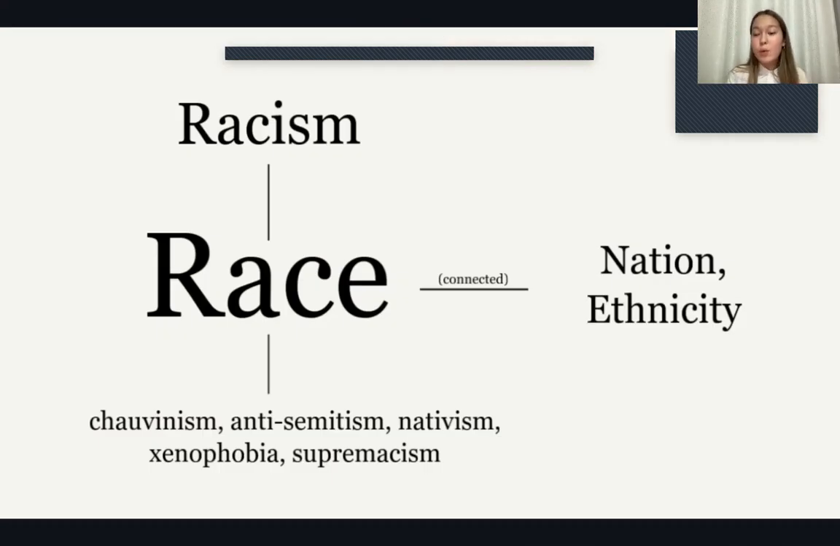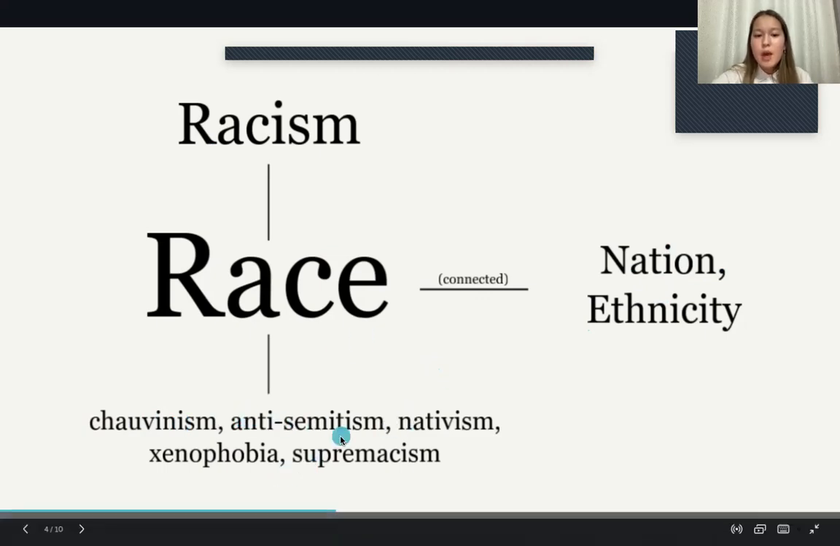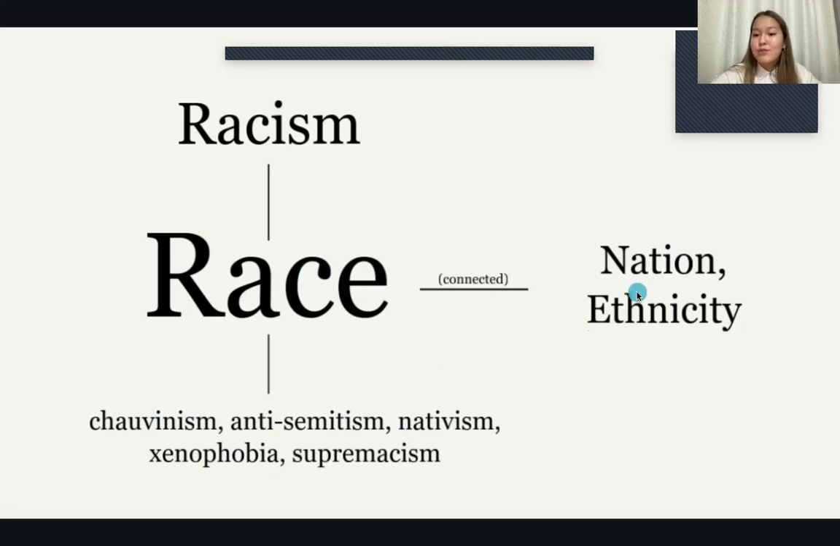In my own theory, as you can see on the slide, I honestly believe that it was racism, not as a word, but as a concept, which came to us first. Only then the term race came, as well as the terms nation, ethnicity, chauvinism, anti-Semitism, nativism, xenophobia, and etc. The term race in the modern meaning is straightforwardly connected with the terms nation and ethnicity, as they both are more social than biological.